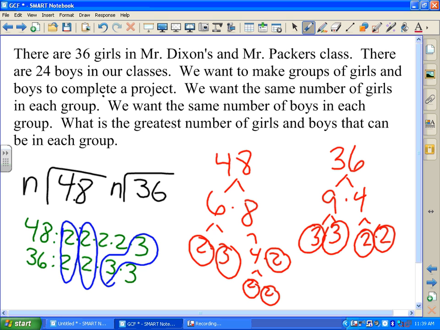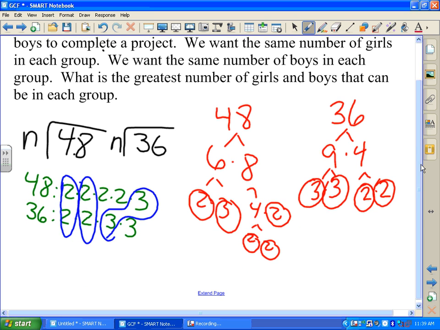Now the next step, it says you're going to take your pairs and just write them one time. Like cards, right? You're putting them together. So I have a pair of 2s, I write 2. A pair of 2s, I write a 2. A pair of 3s, I write a 3. And then multiply. What is 2 times 2? 4. So now what is 4 times 3? So my greatest common factor is 12.